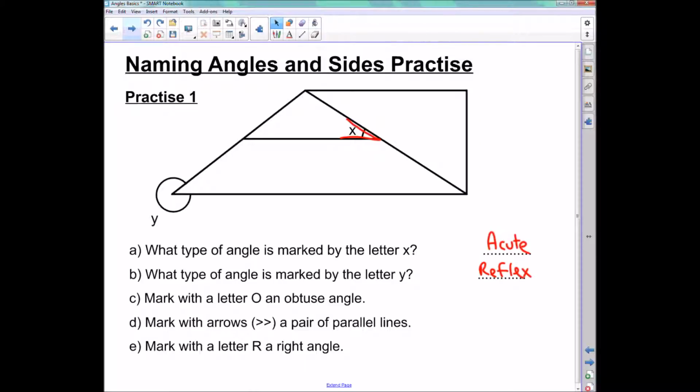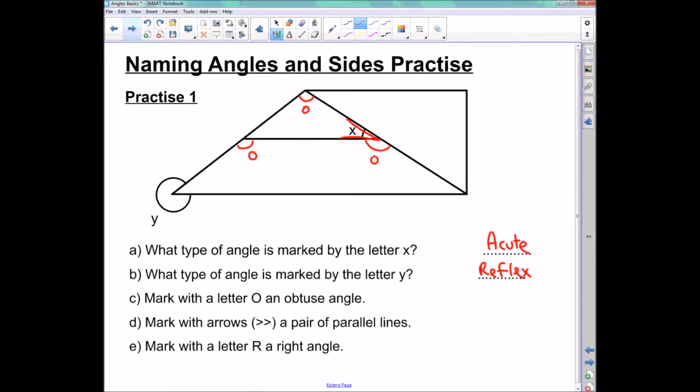Now, question C is actually asking you to mark with a letter O an obtuse angle. Now, hopefully you're able to spot a couple of different obtuse angles. There are many to choose from. There is one here, so you could have chosen one there. There's one here, you could have chosen one there. And in fact, there's one up here as well, which you could have chosen. So if you'd chosen any of those 3, give yourself a tick.